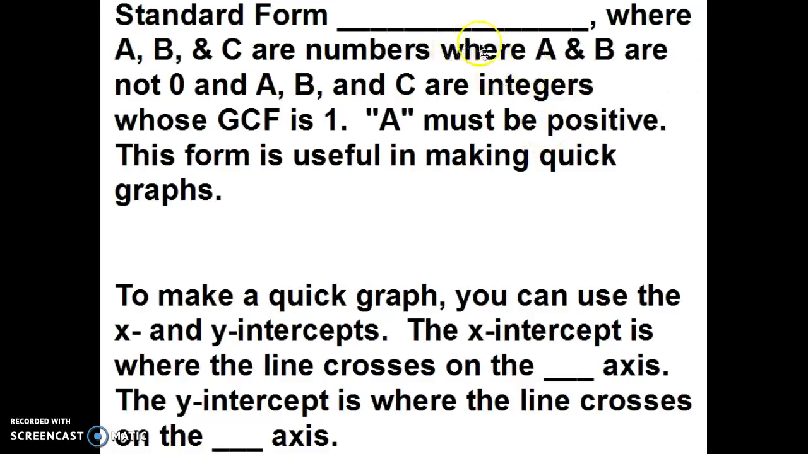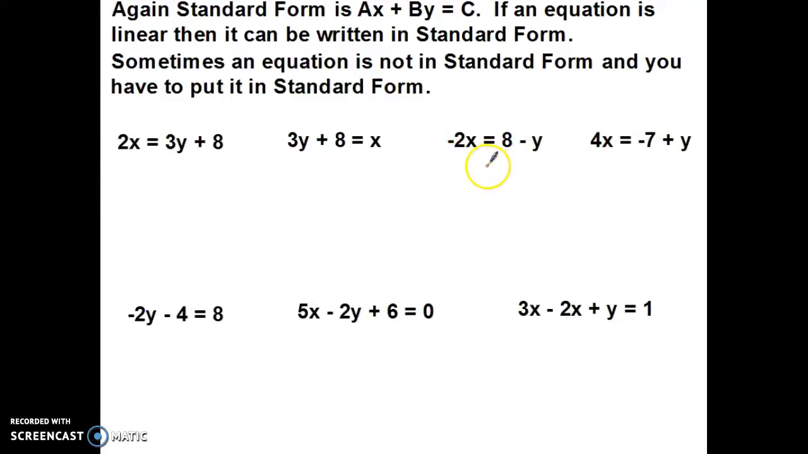Standard form is ax plus by equals c. We know that a, b, and c are integers, but a and b cannot be zero. If it were zero, then we won't have an a and b, we'll just have a c, just a number. We know that A must be positive, we said that yesterday, and it helps us graph the x and y intercepts to make a quick graph. Again, this is just a review.